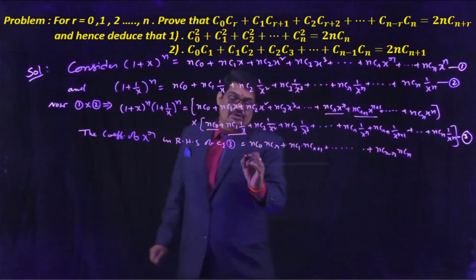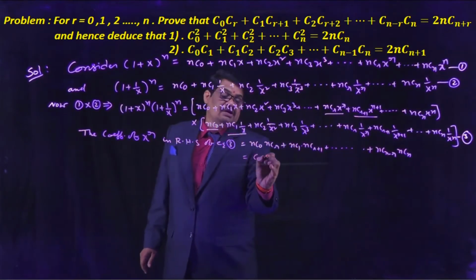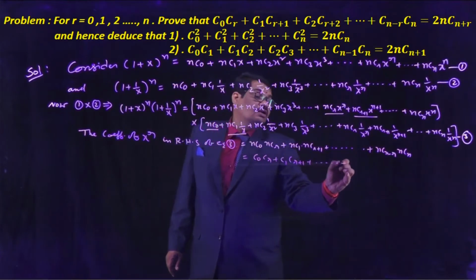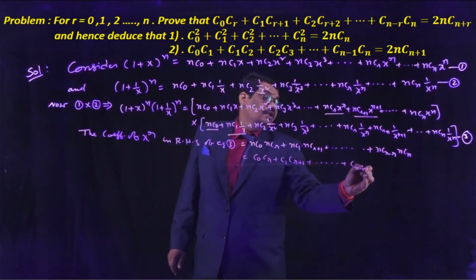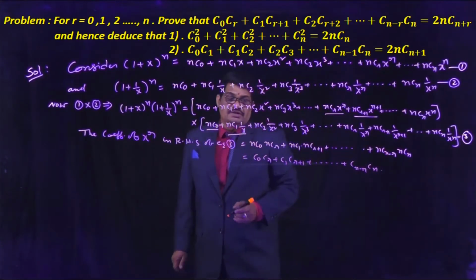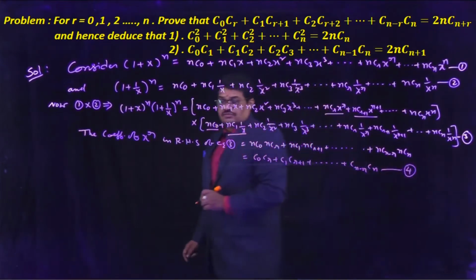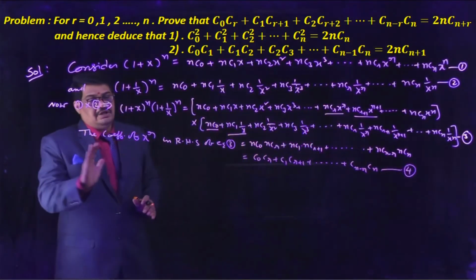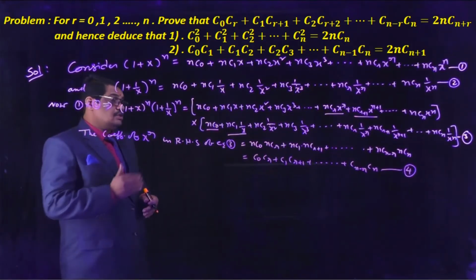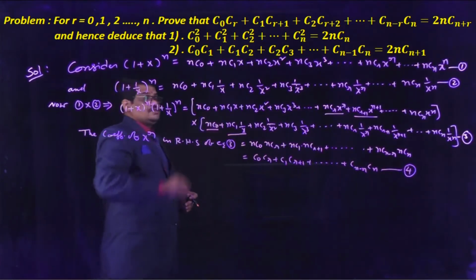So we simply denote nC0 as C0. We are writing C0 Cr plus C1 Cr+1 and so on, up to C(n-r) into Cn. This is the same equation 4. Now we are collecting the coefficient of x to the power of r in the RHS, and we are getting equation 4. That is the coefficient of x to the power of r in the RHS of equation 3.